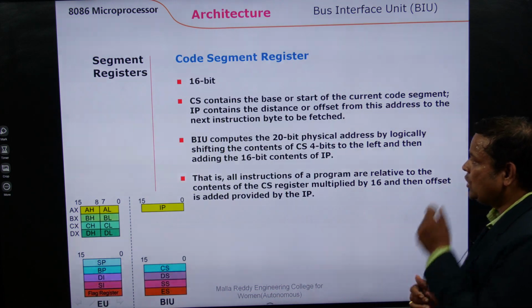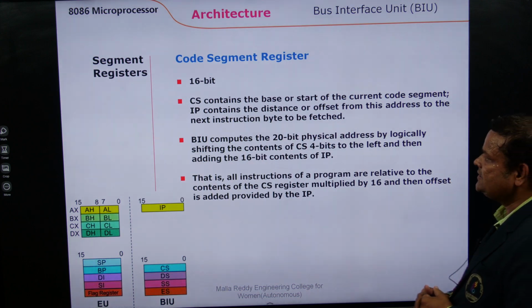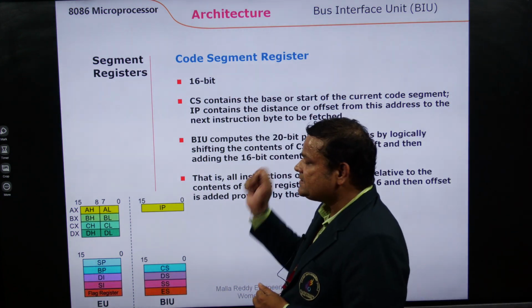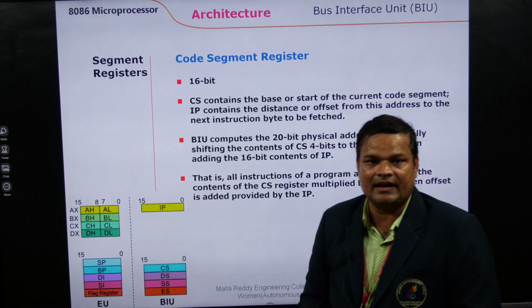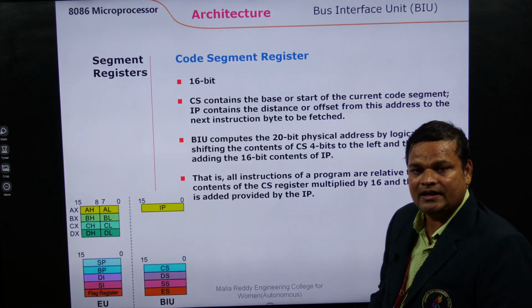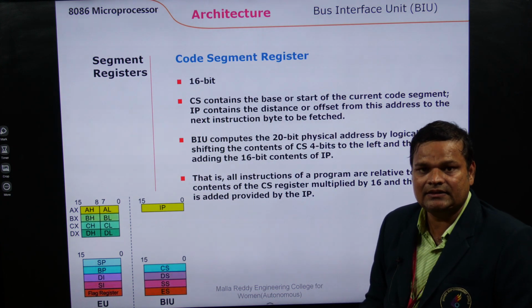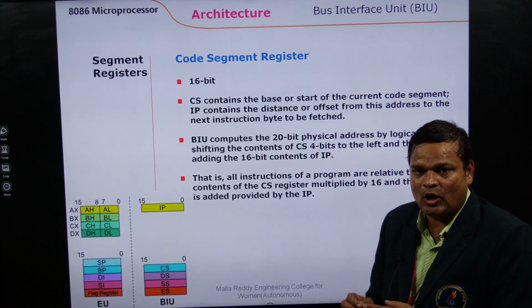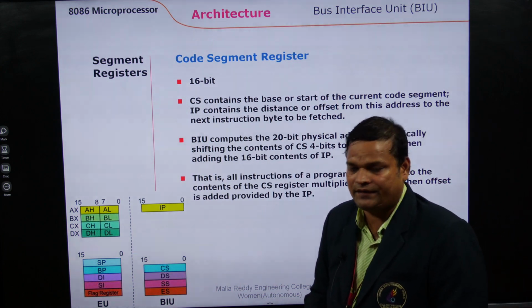So first one is the code segment. The code segment register is a 16-bit register. This code segment register gets combined with the instruction pointer to generate the 20-bit address. Generally the code segment register points to the code segment, which holds the code of a program.